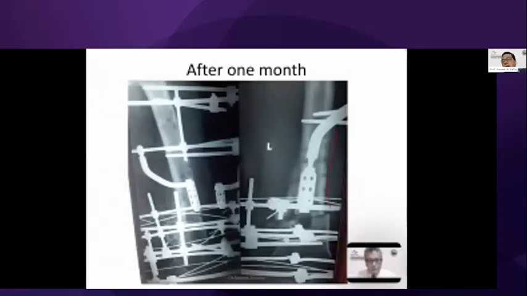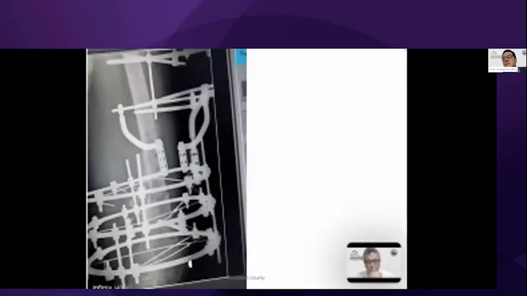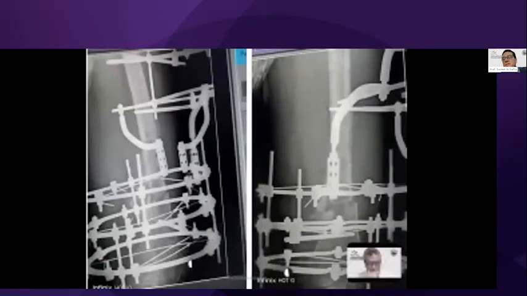We remove, and this is a shortening here, and this is the beginning of the callus. This is the beginning of the callus. This is posterior, and this is medial. This is another X-ray after 3 months. This is a callus.